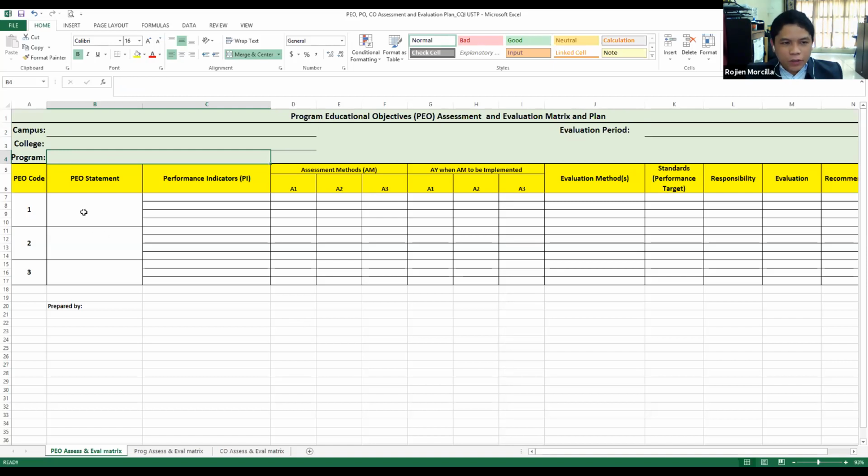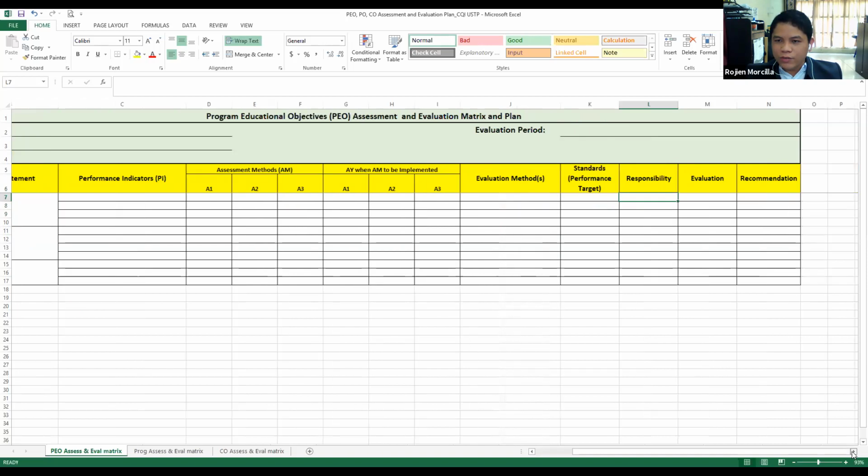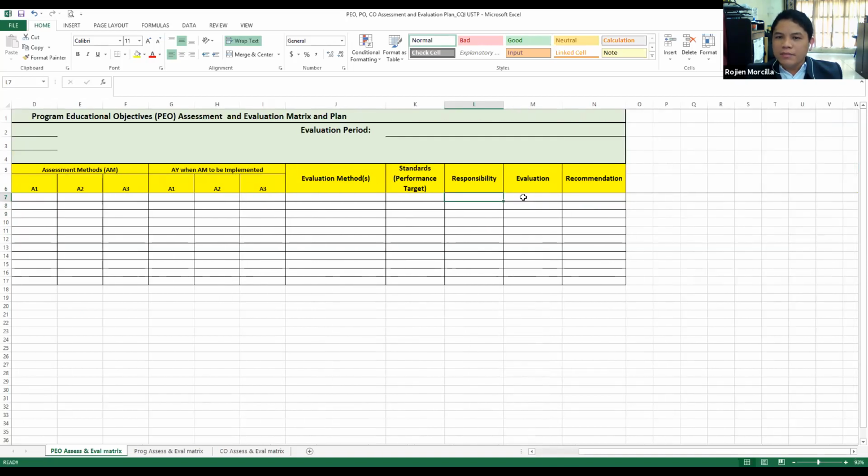Then just copy your POs, and create the indicators. Three to four is enough, because there are many. If you can create three, that's good. Then the assessment methods, assessment year to be implemented, evaluation, how do you evaluate these things, targets, and who are the responsible persons. This part was left blank and will be used later in your evaluation, then recommendation.